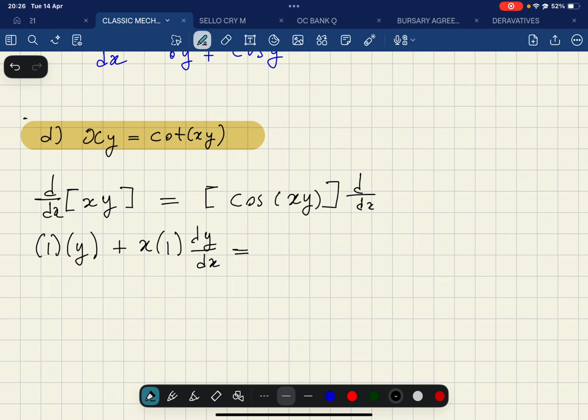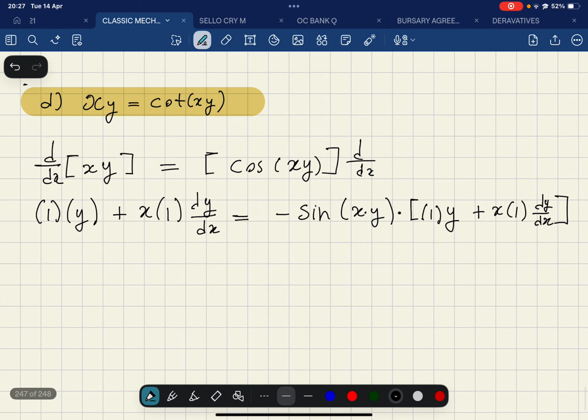This is equal to: the derivative of cos of something is going to be negative sine of something, which is xy, multiplied by the derivative of something. The derivative of something is the derivative of x times y. We use the product rule because these things are multiplying each other. I derive x, then I keep the y, I say plus. I keep the x, I derive y, I tell them I derived y with respect to x, and I close the brackets.